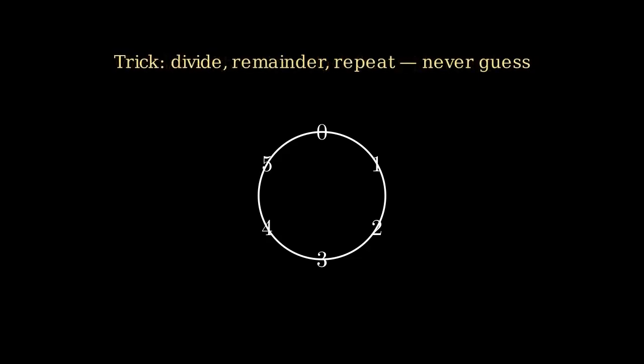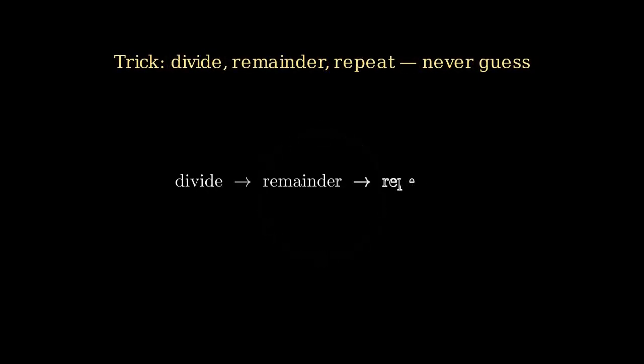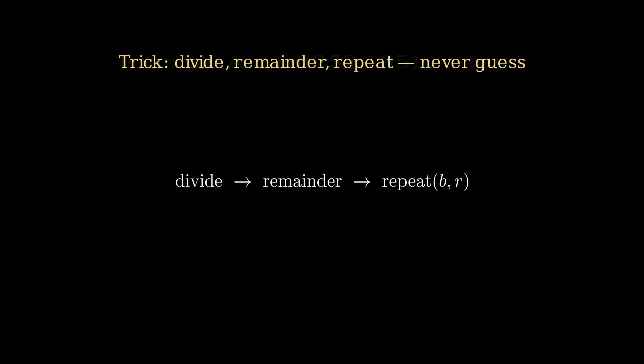Here's the trick. Run the Euclidean algorithm as a simple repeating table. Divide, write down the remainder, then repeat using the old divisor and the new remainder as your next pair. Never guess the GCD by inspection. Compute it mechanically.